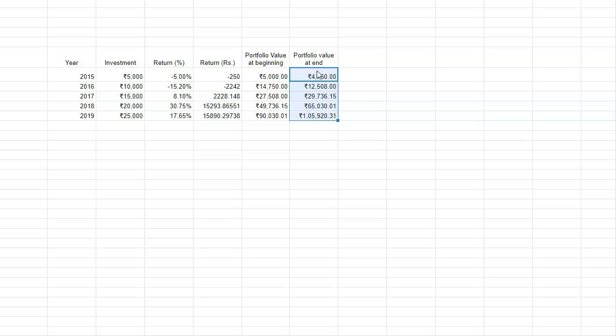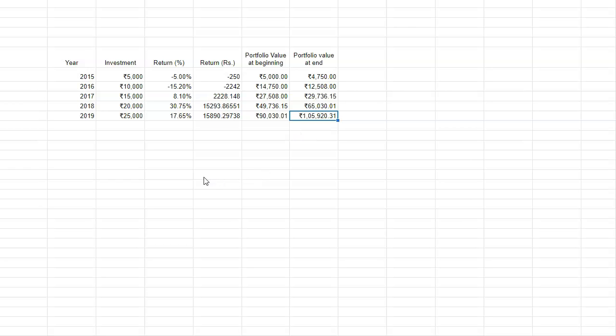These numbers are the portfolio value at the end, but we are still going ahead and investing all the way up to 2019. In 2019, we make an investment of 25,000. We already had something from before, 65,000. So adding both of them gives us this, and we're making a return of 17.65. Adding it all up, once it's all done, 1,05,920 is what comes back to us.